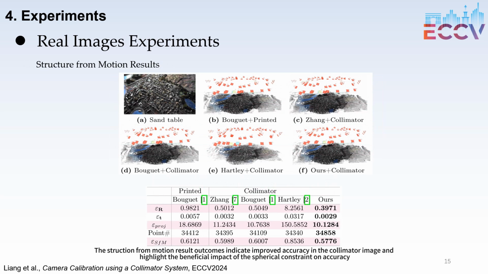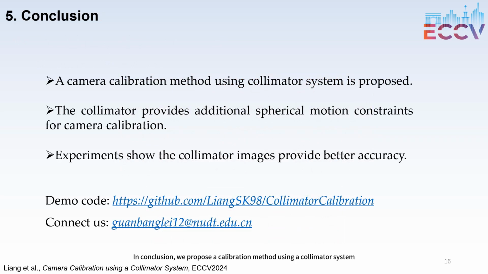The structure from motion results indicate improved accuracy in the collimator image and highlight the beneficial impact of the spherical constraint on accuracy. In conclusion, we propose a calibration method using a collimator system. The collimator provides additional spherical motion constraints for camera calibration. Experiments show the collimator images provide better accuracy. You can find the demo code on GitHub.